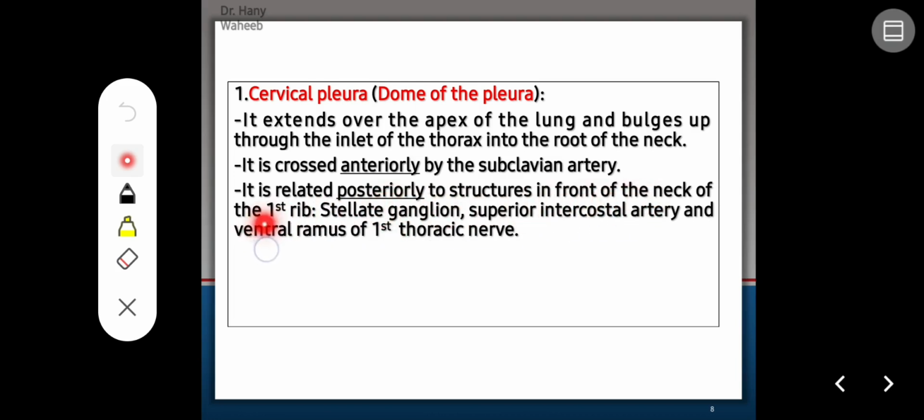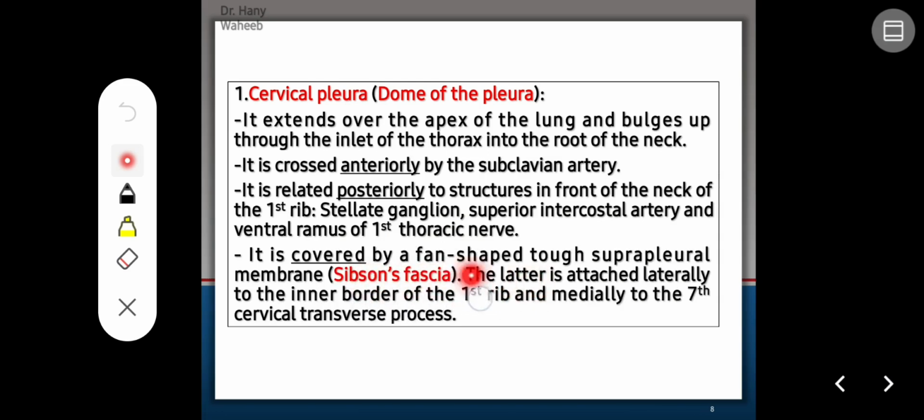From medial to lateral side, these structures are arranged as stellate ganglion. This is the cervicothoracic ganglion, last cervical sympathetic ganglion fused with first thoracic sympathetic ganglion. It is called stellate because it is star-shaped. Then the superior intercostal artery, which is a branch from subclavian artery, and ventral ramus of first thoracic nerve. So the three structures in front of the neck of the first rib, behind the cervical pleura, from medial to lateral are stellate ganglion or cervicothoracic ganglion, superior intercostal artery, and the ventral ramus of first thoracic nerve.